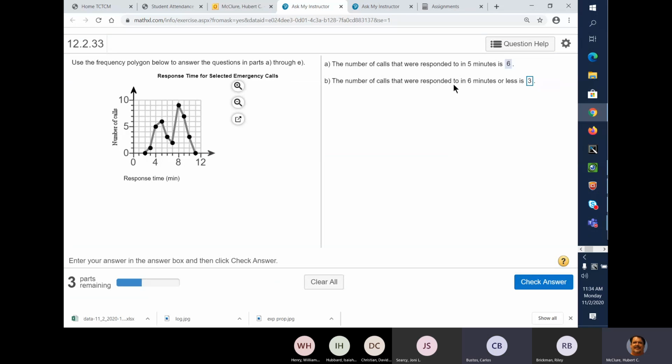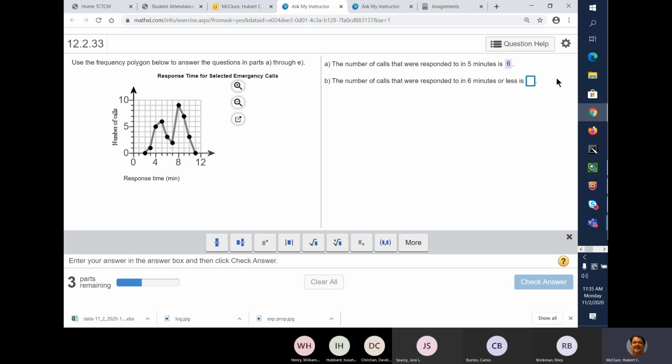Number of calls. That one's 6 minutes or less. Okay. So 6 minutes, 5, 6. So that's 6. That's 3, 6. That's 9 plus 5 is 14. 1 is 15. So it should be 15 calls. You got to add them together.